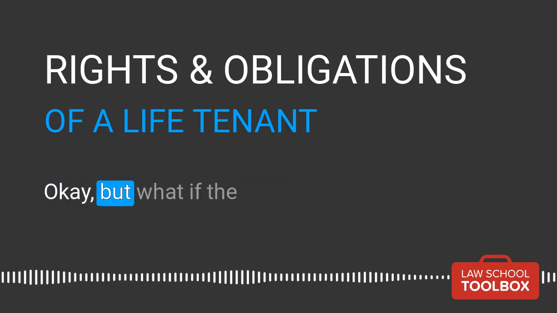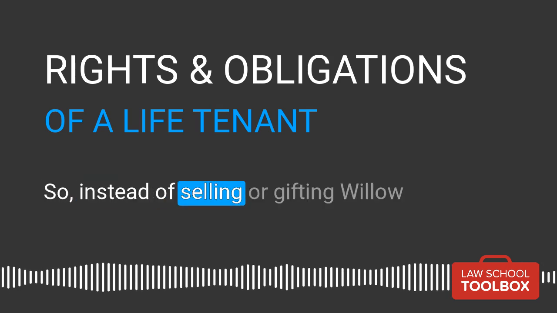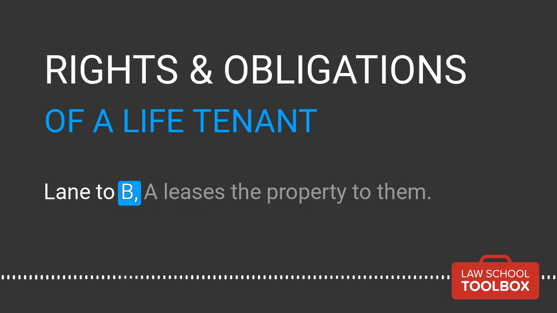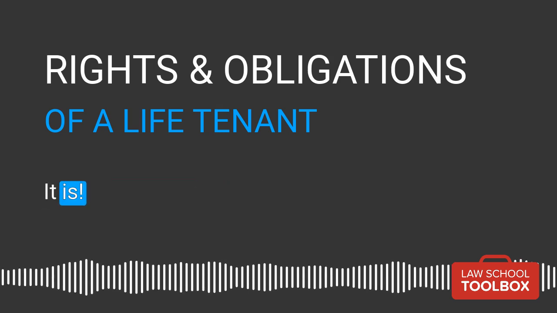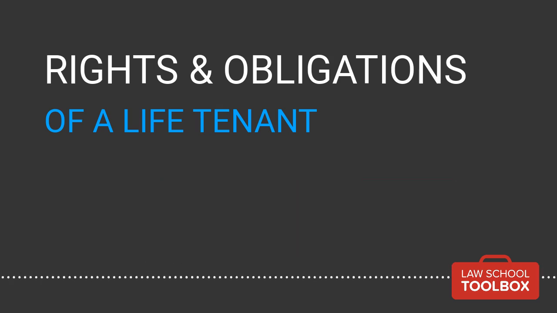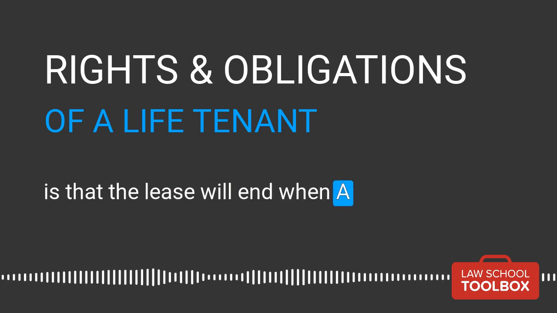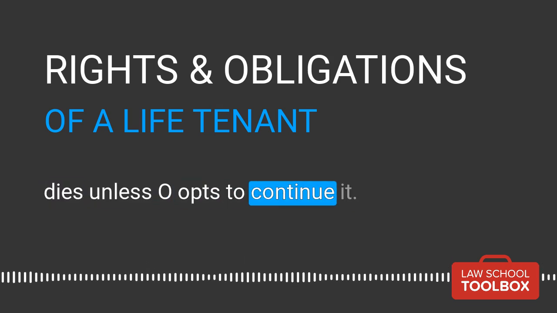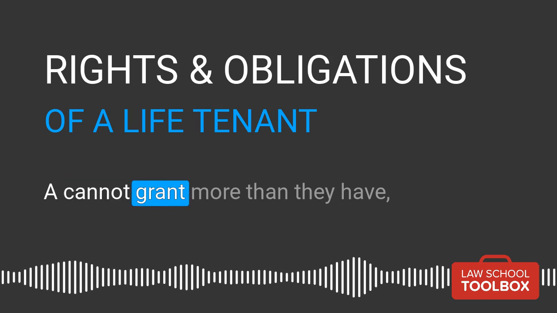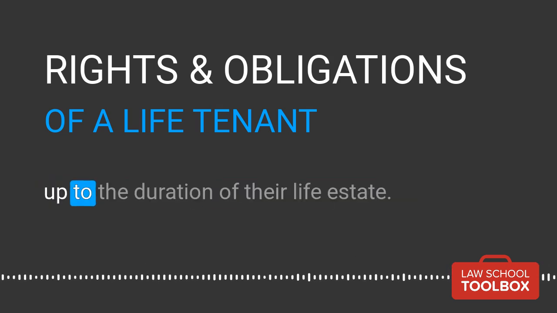Okay, but what if the transfer at issue is a lease? So instead of selling or gifting Willow Lane to B, A leases the property to them. Is this allowed? It is. Remember, life estates are freely alienable. The important thing to note here is that the lease will end when A dies unless O opts to continue it. A cannot grant more than they have, so they can only lease the property for up to the duration of their life estate.